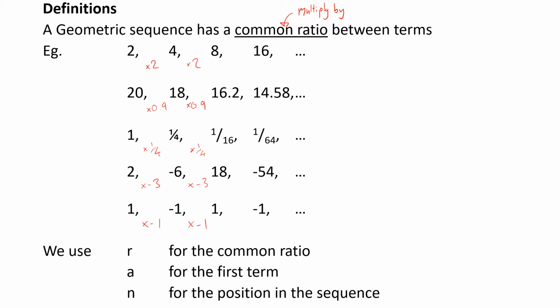Now, the letters that we use are R for what the ratio is, A for the first term, and N for what position we're in. We used A and N with arithmetic sequences as well. So for example, for this one, we'd say R equals 2, and A equals 2, and N is whatever sequence we've got. We'd say R equals 0.9, and A equals 20, etc. So that's the basic idea.